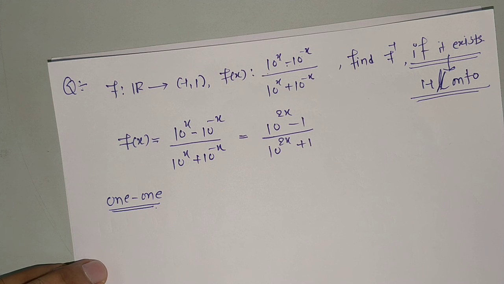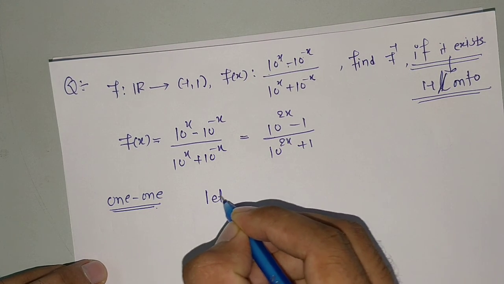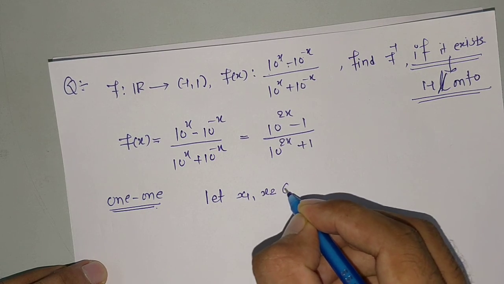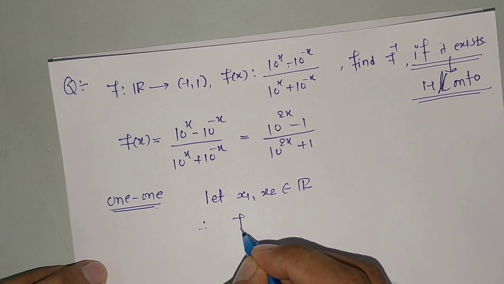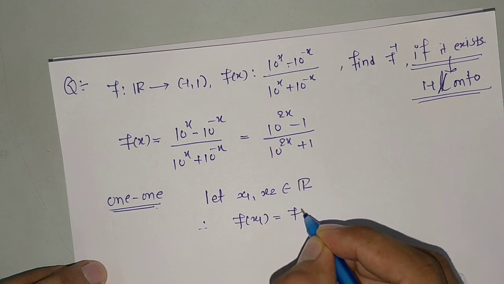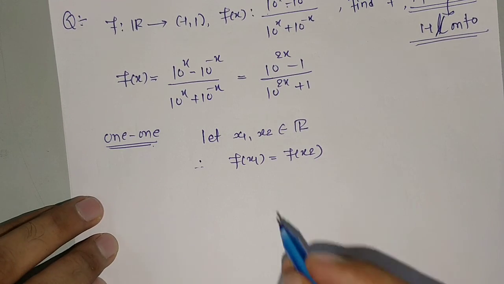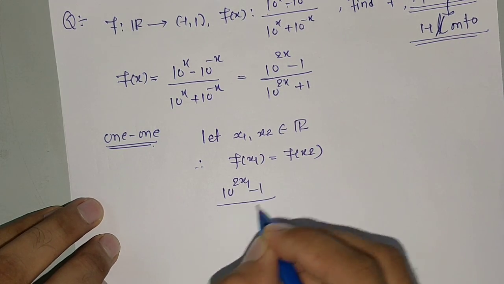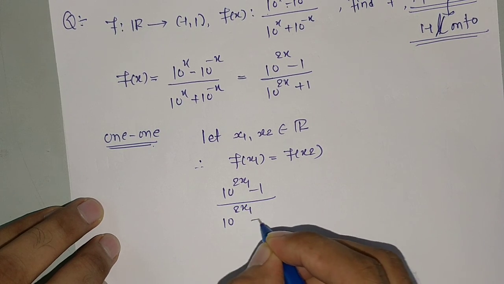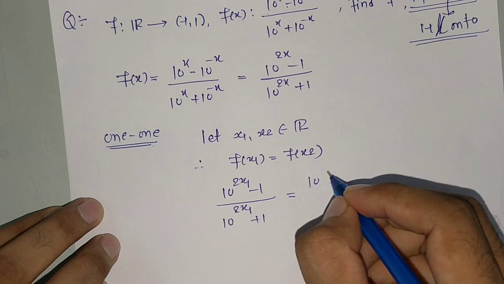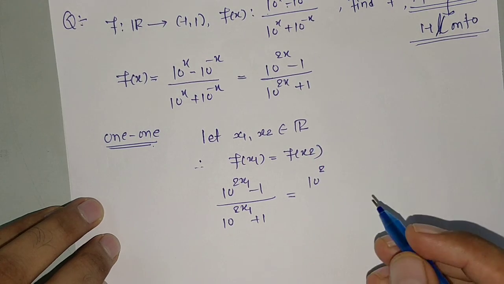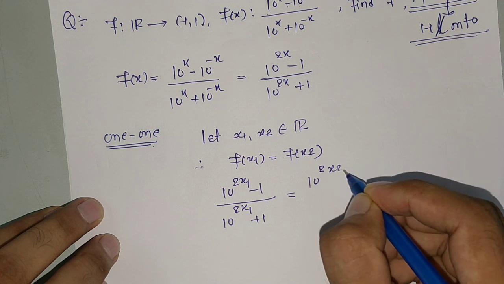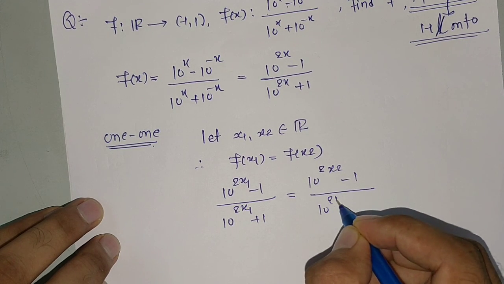For one-one, the definition says that any two equal inputs of the domain will get equal images in the codomain. So let x1 and x2 belong to R. For that we take the images of these two elements as equal. If you apply the definition of the function, 10 raised to 2x1 minus 1 upon 10 raised to 2x1 plus 1 equals, with x replaced by x2, 10 raised to 2x2 minus 1 upon 10 raised to 2x2 plus 1.